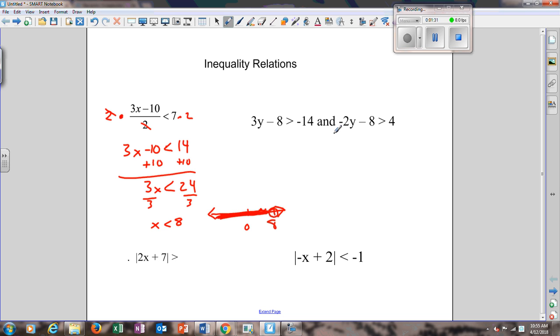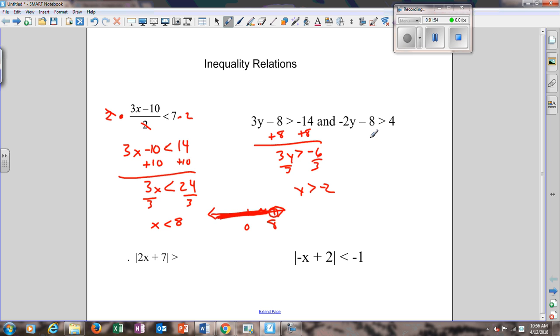This is a compound inequality. So first we're going to solve for y. Gotta add 8 to both sides on this one. And you're going to solve for y in both of them. So 3y is greater than negative 6. You divide by 3. You get y is greater than negative 2.